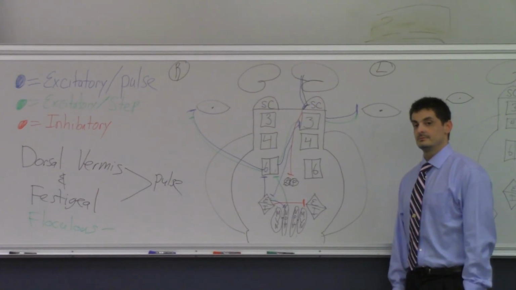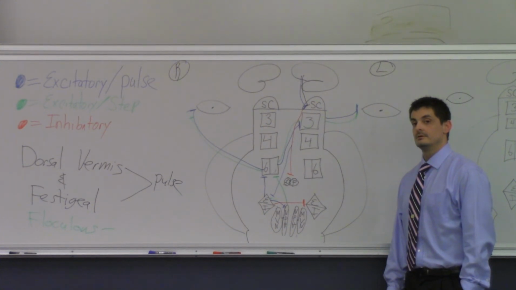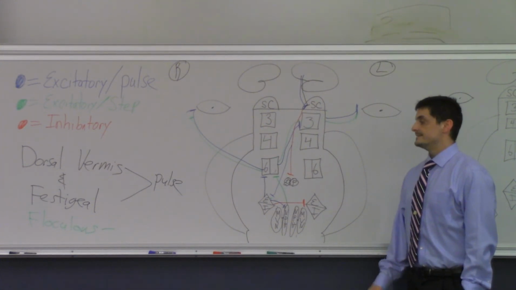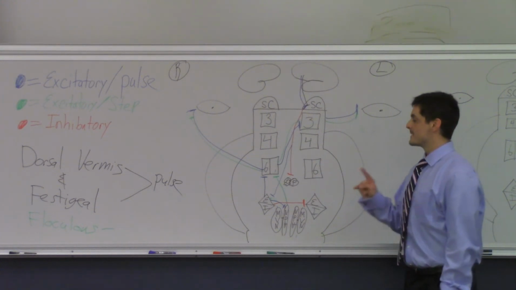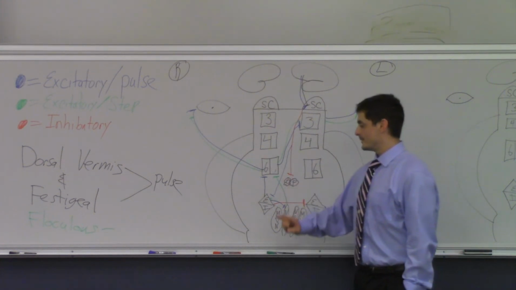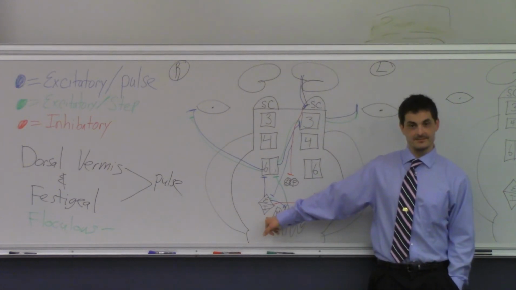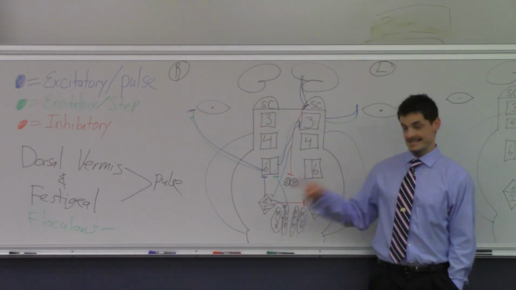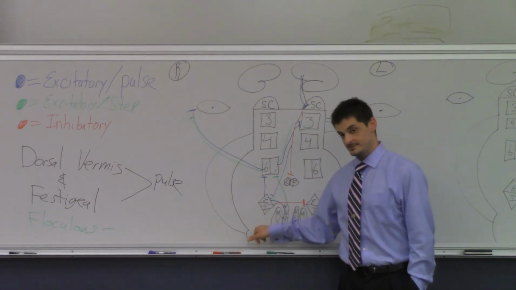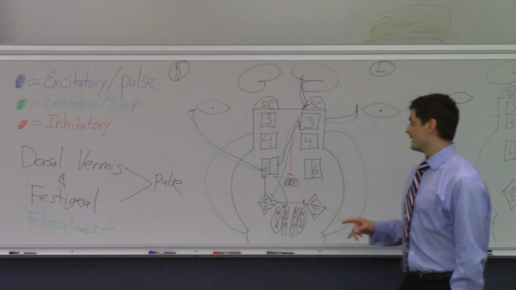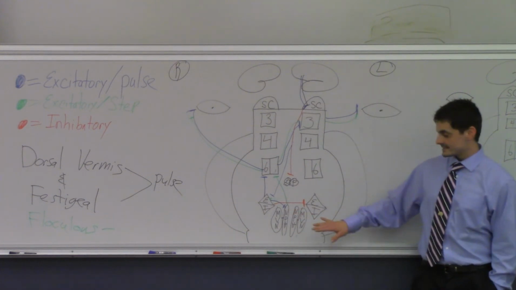Does the dorsal vermis have nothing to do with the velocity of it, just stopping the eyes? It does have something to do with it, but there's way more of a chance that it's going to be the pons. Is that possible? Yes. Thank you. But it's most likely going to be here. Now, again, slow me down or ask any questions if you need to.